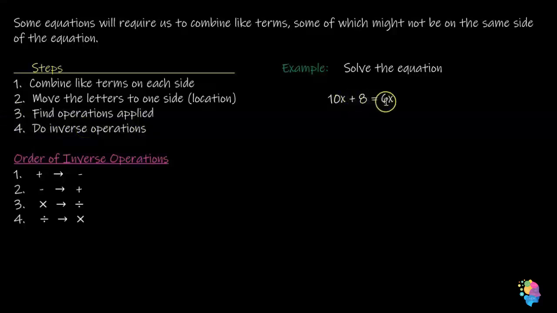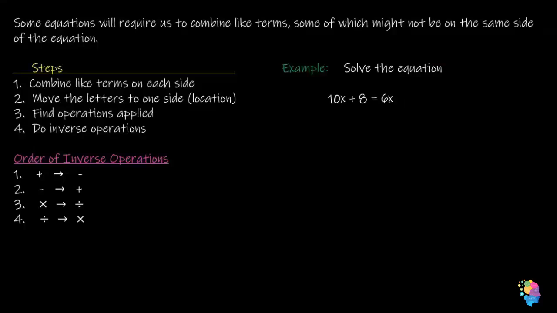10x plus 8 is equal to 6x. We begin with step 1. We look at each side of the equation and see if there are any like terms for us to combine. On the left side, I don't have anything to combine because one has a variable and the other one doesn't. On the right side, I also don't have any like terms because I just have one single term. There's nothing else for me to combine.